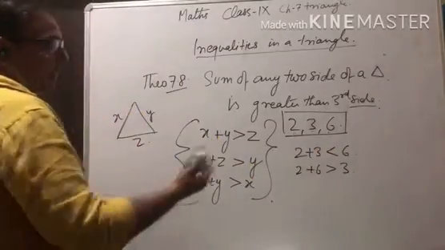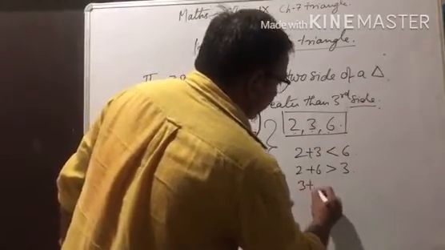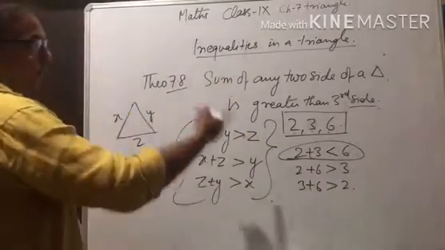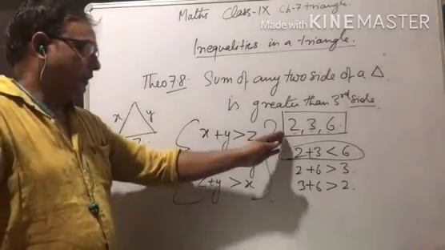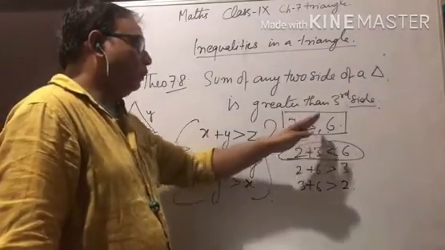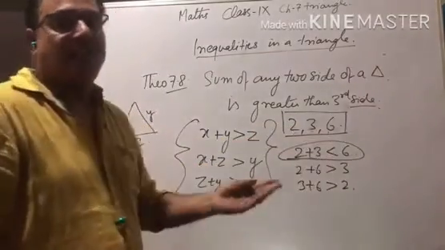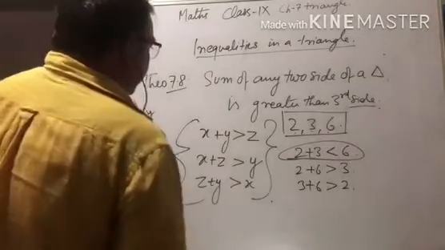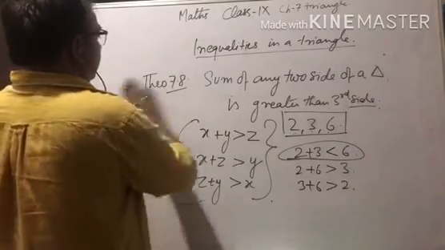Is it possible or not? 3 plus 6 is greater than 2, but the criteria cannot fulfill this theorem 7.8. So if the sides are 2, 3, 6, then the construction of the triangle is not possible. You can try doing your own construction with this.